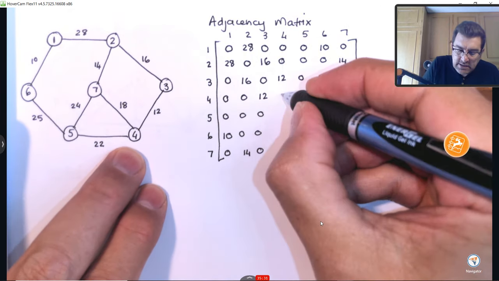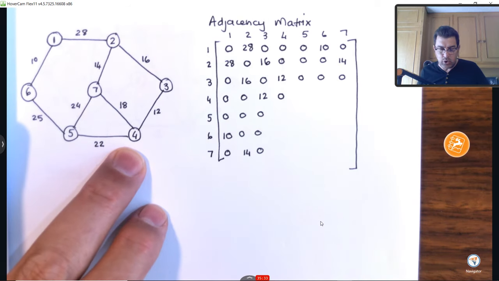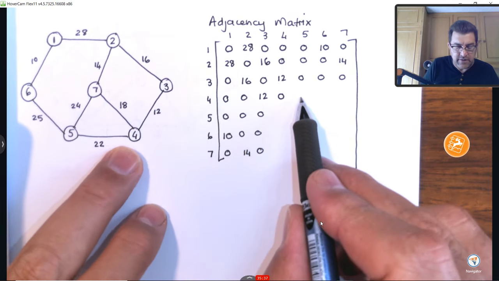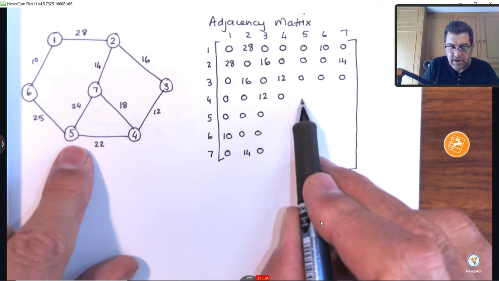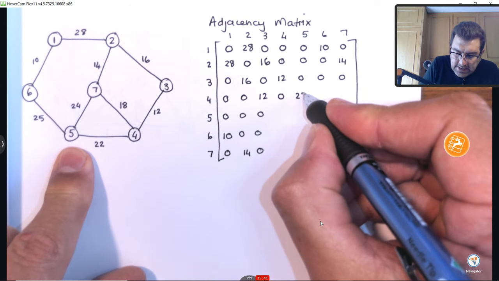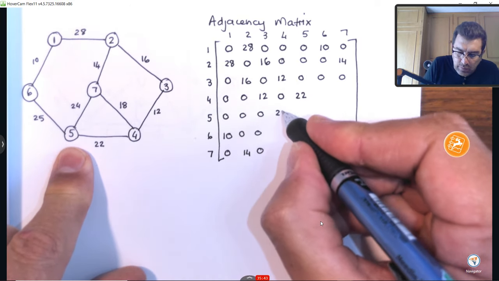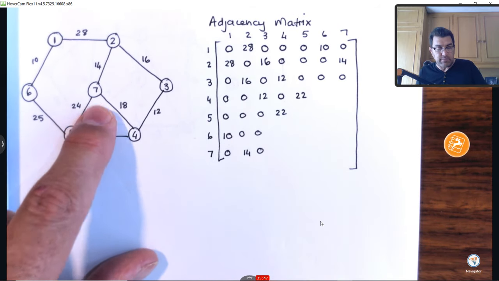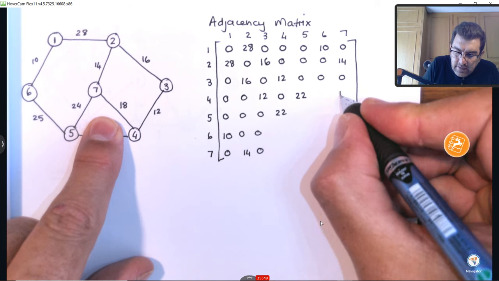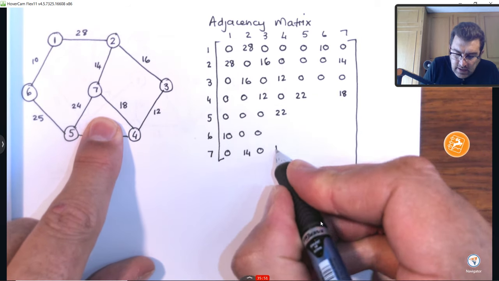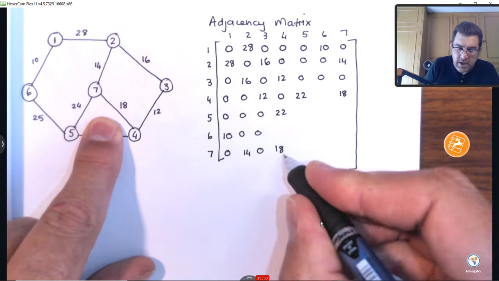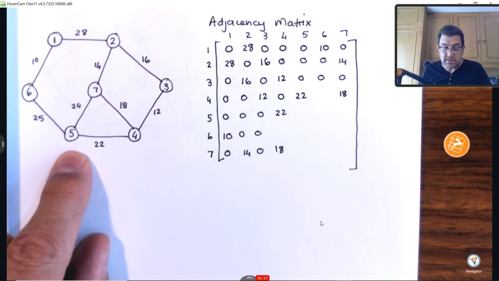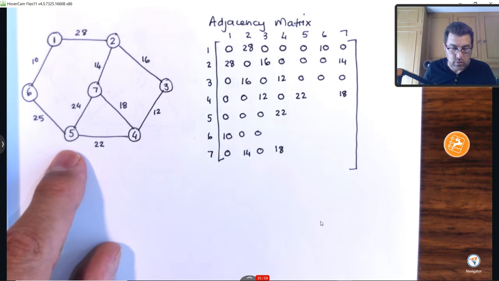4 is connected to itself, beautiful, so we put a naught there. Okay, so what now? 4 and 5, is 4 connected to 5? 22, yes. So 5 and 4 will be connected. It's also connected to 7 by a weight of 18. So there's a weight of 18, and 7 and 4 has a weight of 18 over here. It's also connected to 5, and we've already recorded that.